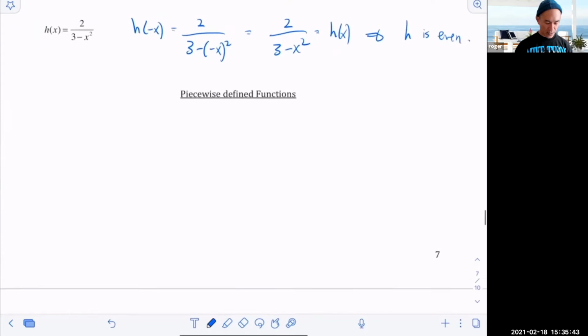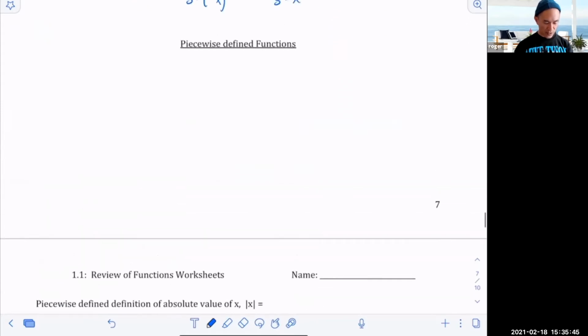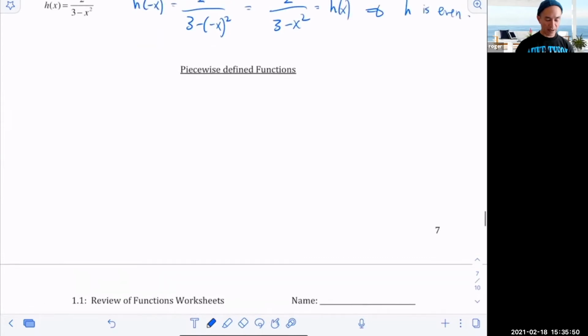Let me finish this. I made an editing mistake. This was supposed to kind of go up higher, but piecewise defined functions is something that trips some students up a little bit. So I want to talk about that with you. So check this out.